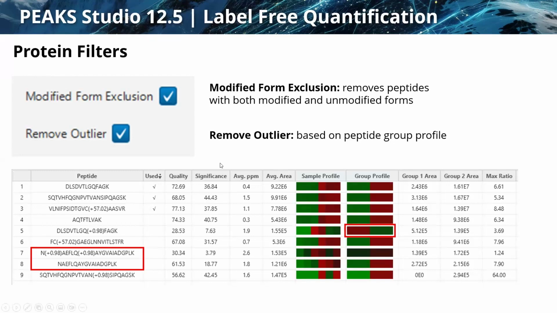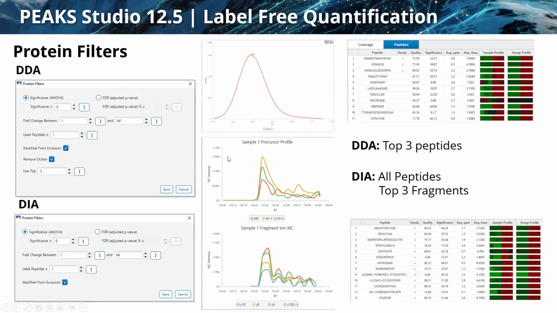So if any peptides have the highest average area, but they meet one of these conditions to be removed, they won't be used. And I forgot to mention as well, with DDA, you can customize the top number of peptides that you use. And for both DDA and DIA, you can specify a minimum number of peptides that have to be there for the protein to be quantified. If you have less than the specified number, the protein won't be included in the quantification.